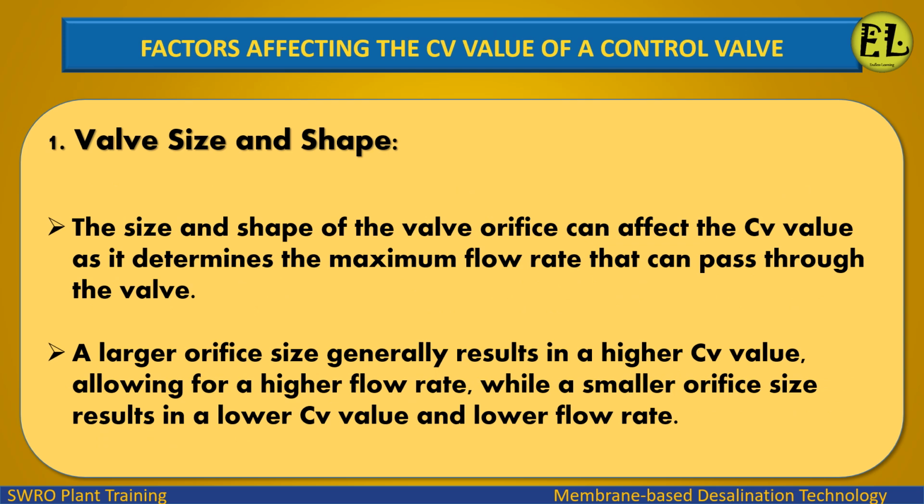Factors affecting the CV value of a control valve. Valve size and shape. The size and shape of the valve orifice can affect the CV value as it determines the maximum flow rate that can pass through the valve. The larger orifice size generally results in a higher CV value, allowing for a higher flow rate, while a smaller orifice size results in a lower CV value and lower flow rate.